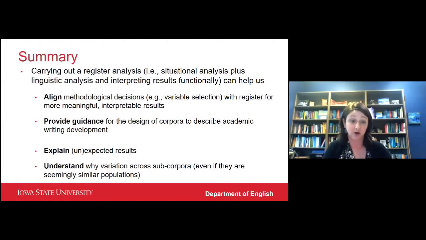So if our learner corpus, the context that our learners exist in, is producing this placement test, and we want to be able to learn something about those writers at different placement levels, we have to align our linguistic features with something that makes sense for that register. We can't base it on theory alone.